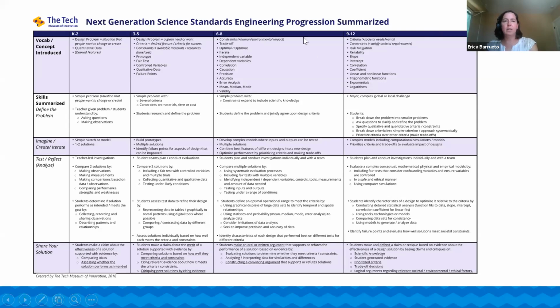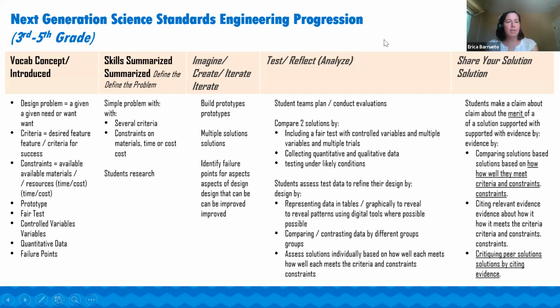And so just to focus in then on the 3rd through 5th grade, what we've got is these specific things here, right? They're given a problem, a need or want, and they're working on that vocabulary of design problem, criteria, constraints, prototyping, fair test, control variables, all these things. They're dealing with simple problems with several criteria, with constraints on materials, time, and cost.